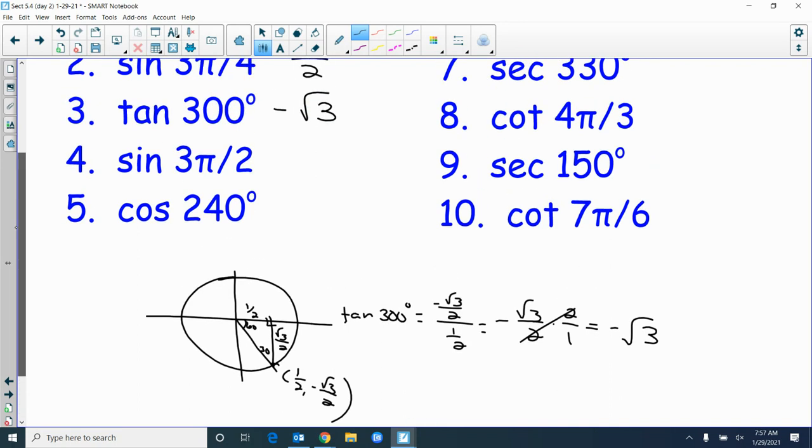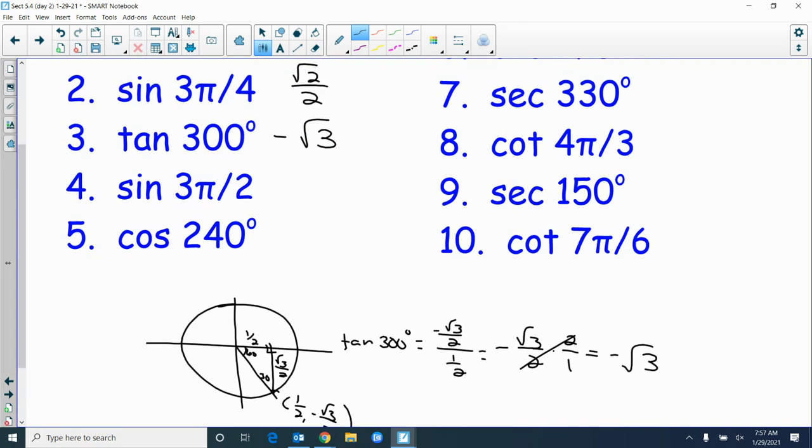Okay, for that. Sine of 3 pi over 2. Sine is which coordinate, Maria? And what's it going to be at 3 pi over 2? Negative 1. So I agree with that one. All right, Sarah, cosine is which coordinate? X. And what do you get for cosine of 240? Negative 1/2. Okay, agree there.